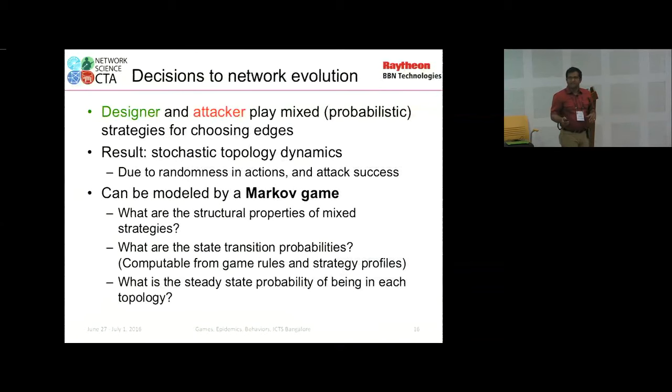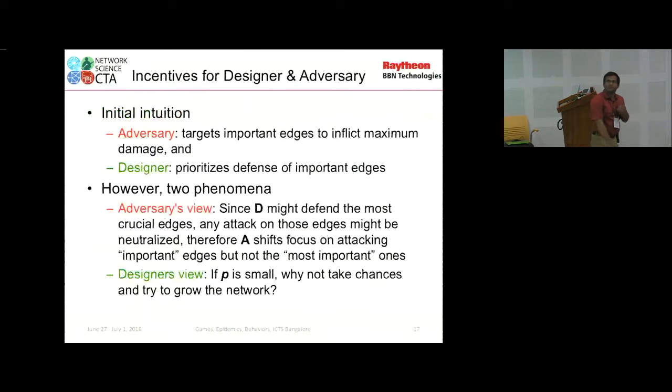And so the natural question is, are there any structural properties of these mixed strategies which are interesting? What are the state transition probabilities going from one state to another? I have a slide which will make all this clear. And what is the steady state probability of being in each particular topology, G sub I, once you play this game? Now, this is still a one-shot game. At every time step, you are solving the game, figuring out the probabilities and leaving it there. Then in the second stage, another instance of that game is played. We relax those assumptions, but as I said, the analytical tractability of those hasn't been very favorable.